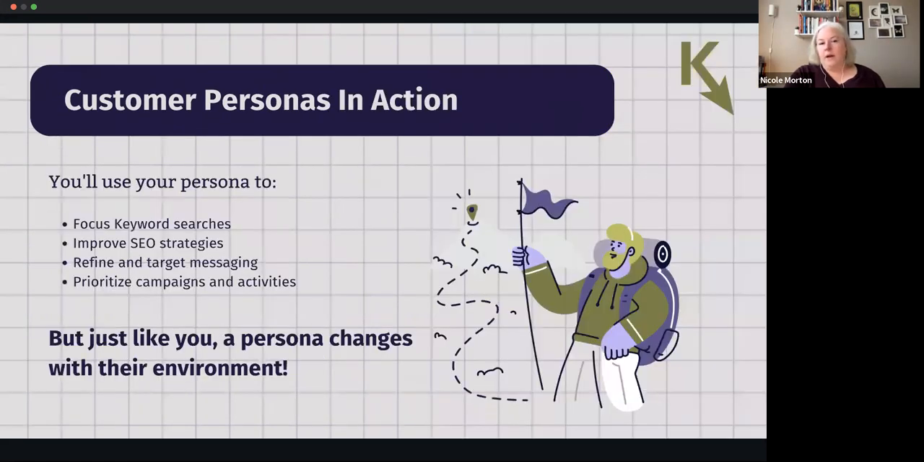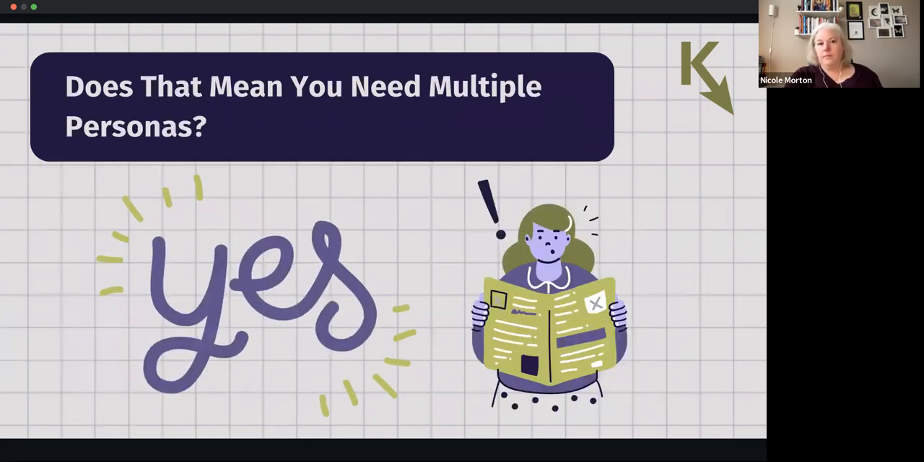So once we've aggregated all of that information, your customer persona in action is used to focus your keyword searches, to improve your SEO strategy, to refine and target your messaging, to prioritize your campaigns and activities. However, just like you, a persona changes with their environment. We've got to be mindful that you can't have the same message for your entire audience segment, for your entire target audience. So does that mean that you need multiple personas? Yes, you do.